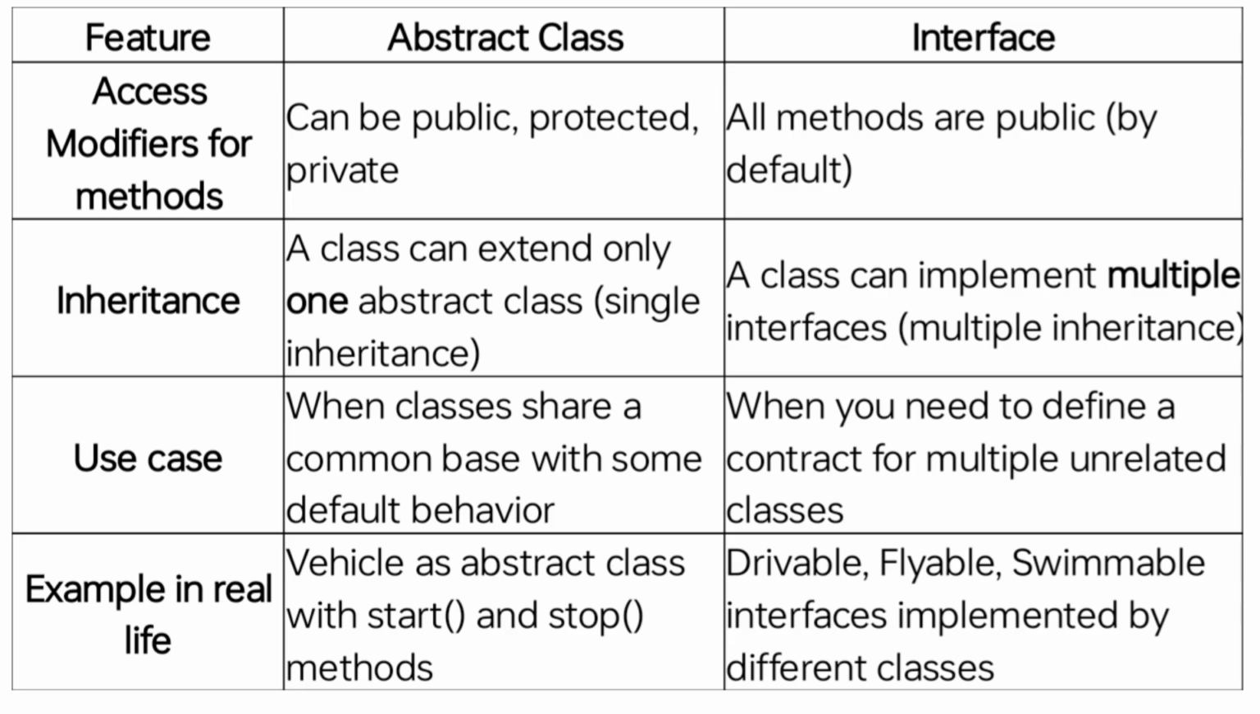Vehicle example: if Vehicle is an abstract class, it has start and stop methods. If it is an interface, then Drivable, Flyable and Swimmable interfaces are implemented by different classes.